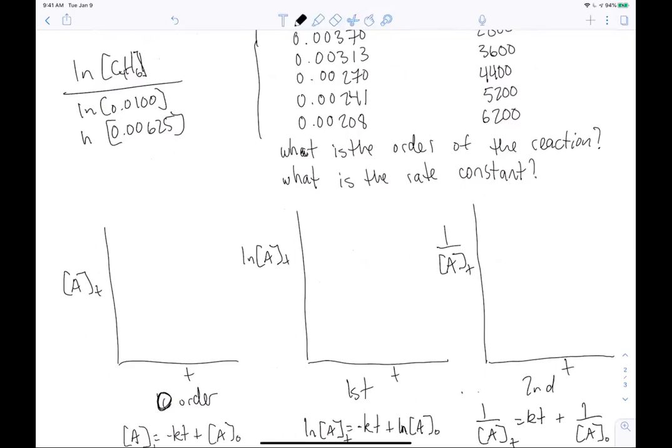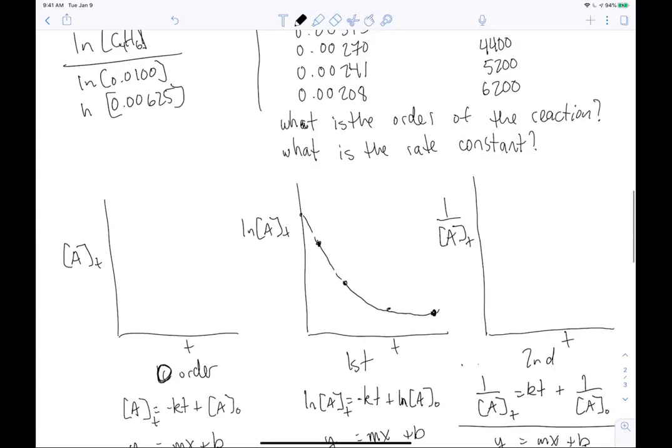And what I would see in this case, I have a plot of this already made. What I would see is that it's not a line. Let me exaggerate that some. And you can go ahead and plot this in Excel or something if you want. If I try to fit this, I'm not going to get a line. It's going to be curved. So that's how I know it's not first order. If it was first order, what I would expect to see is a line there.